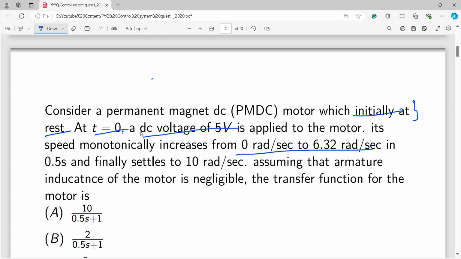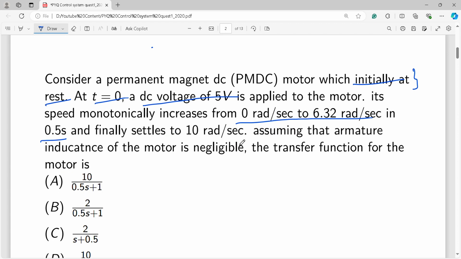in 0.5 second. Finally it settles to 10 radian per second. So they gave the final value also, 10 radian per second. Assuming that the armature inductance of the motor is negligible, the inductance of the motor is 0. And the transfer function for the motor is what they need to find out.